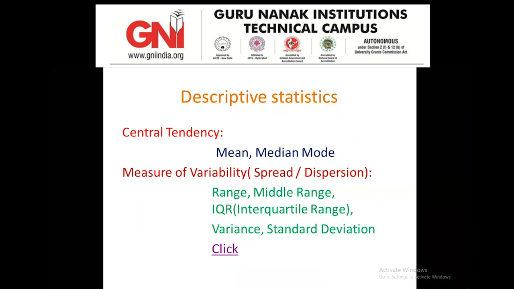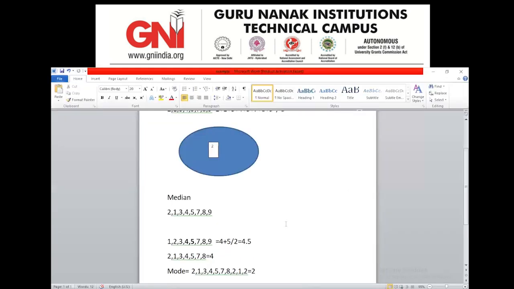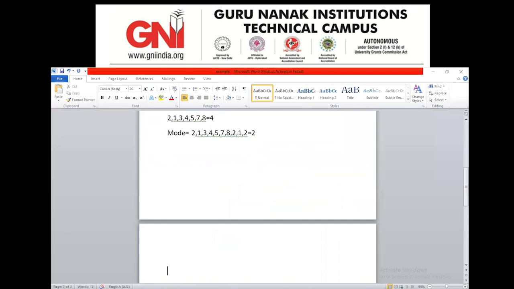That is the range. Then go for the middle range value. What is the IQR, inter quartile range? Next variance and the standard deviation. So for that again we have to go with the same one. So what is the range of values? For the range of value, first you should know what is the range?